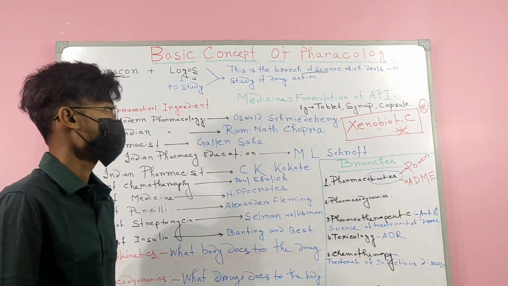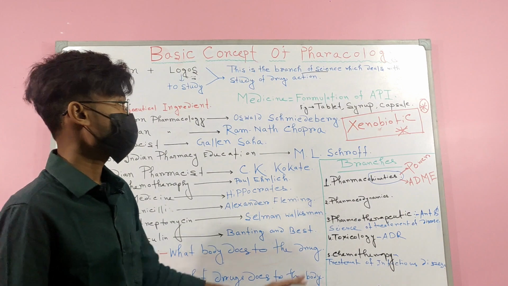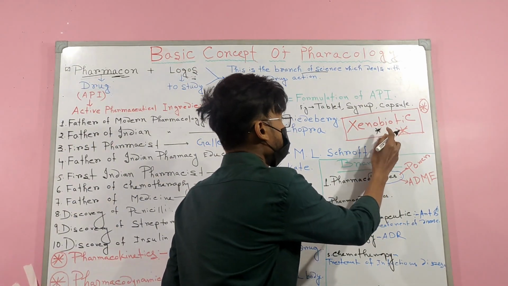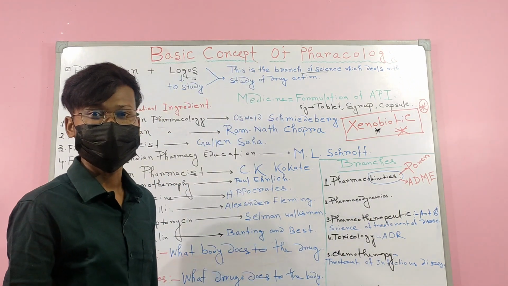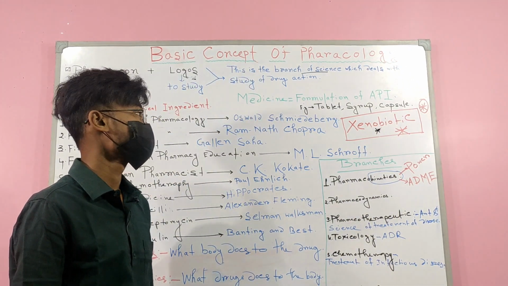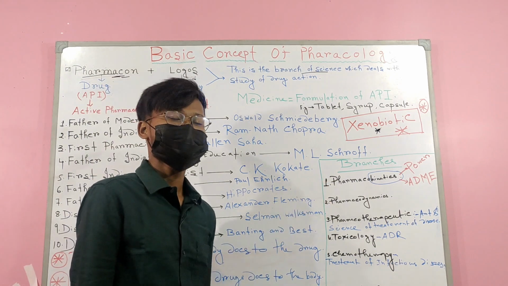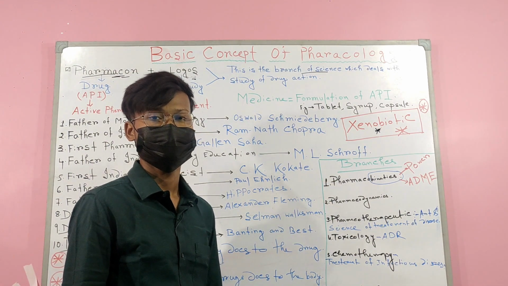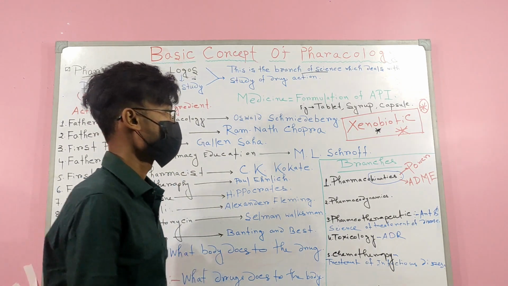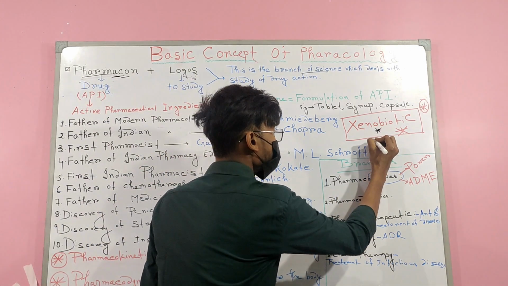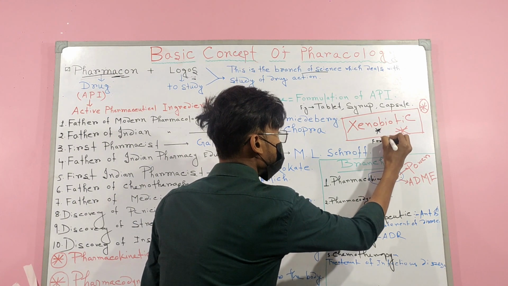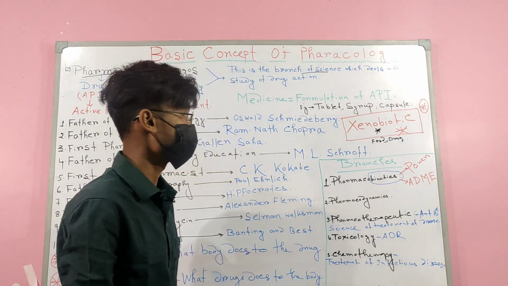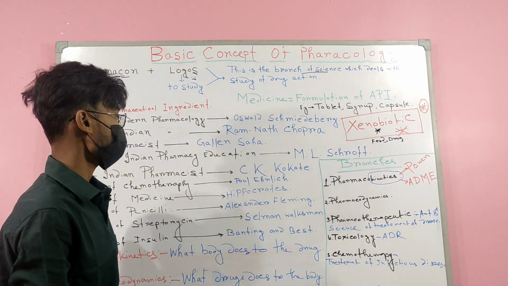Then there is also an important word. What is xenobiotic? First of all, xenobiotic is not any antibiotic. Xenobiotic is an exogenous substance which is taken from outside into the body. Food, drug, medicine, they are examples of xenobiotic.